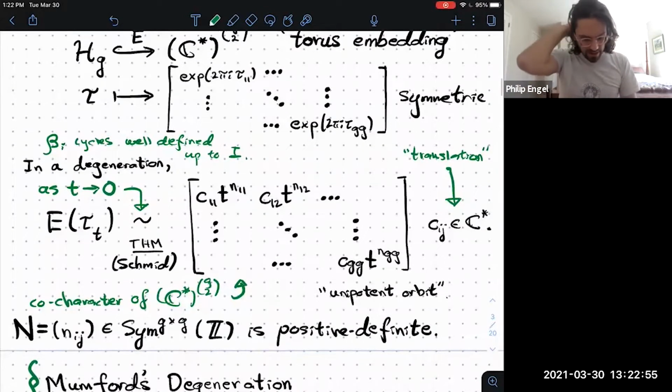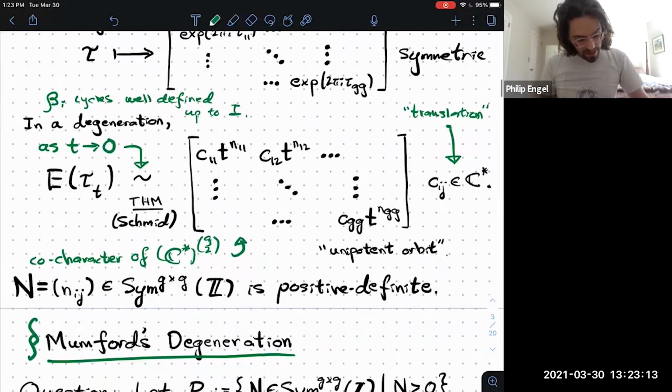And then the condition that, so we'd like to translate the condition that the original period matrix tau ij was symmetric. Well, we already did symmetric, but had positive definite imaginary part. What does that translate to in terms of the co-character? Well, what it means in the end is that this matrix capital N that I form out of the positive integers Nij is a positive definite symmetric integer matrix now. Okay, so this is an integer matrix, not a complex entry matrix.